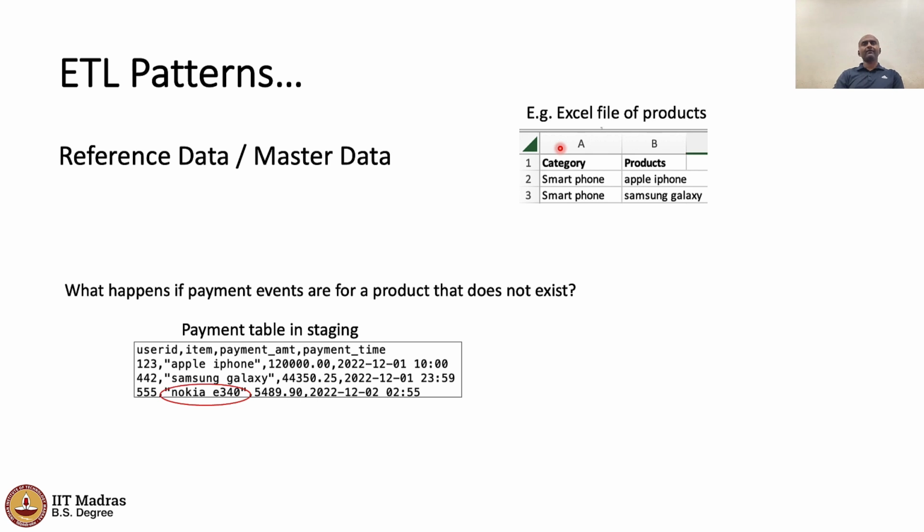And that product is being certified by a bunch of product managers who then certify and verify and send you this final Excel file, right, of what products are there, which category the products belong to. So Apple iPhone is a smartphone, Samsung is a smartphone. But that Excel file that was given to you as a final product master list did not have Nokia E340. What do you do then?